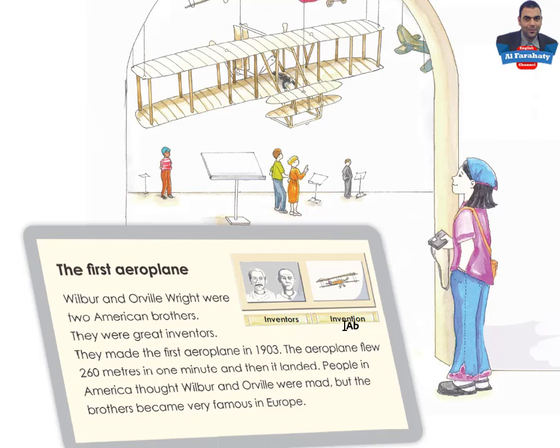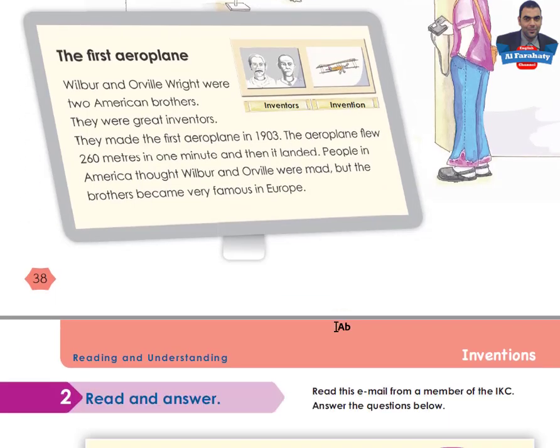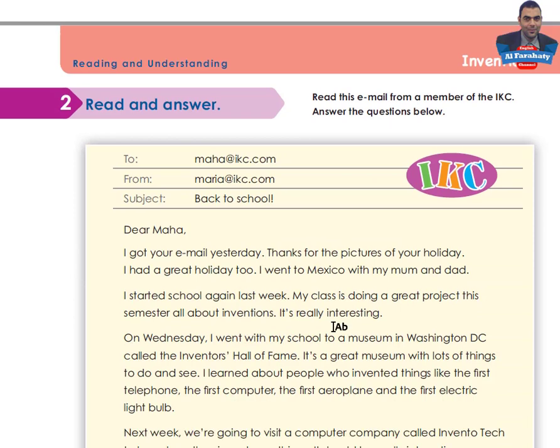And invention refers to something that did not exist before. It was designed and developed by man. Some inventions have changed the ways people live all over the world. There are so many examples of inventions, like the car, the telephone, and the television. So you understand the difference between inventors and invention? Thank you. Let's go to page 39, activity 2.